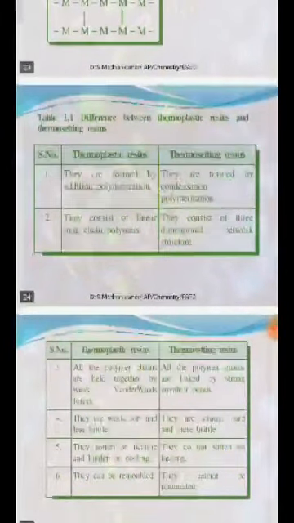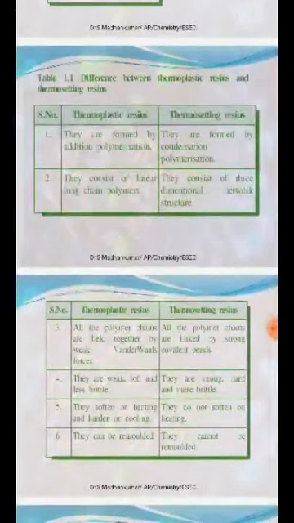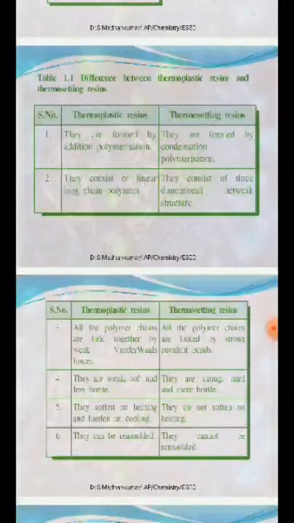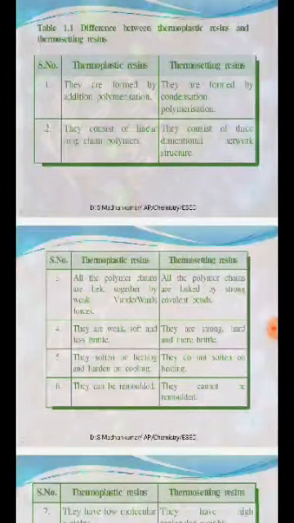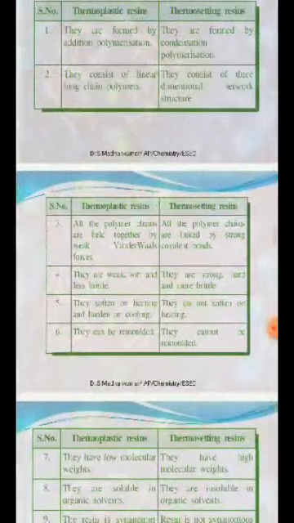Difference between thermoplastic resins and thermosetting resins. Thermoplastic resins are formed by addition polymerization. Thermosetting resins are formed by condensation polymerization. Second point, thermoplastic resins consist of linear long chain polymers. Thermosetting resins consist of a three-dimensional network structure. In thermoplastic resins, the polymer chains are held together by weak van der Waals forces. In thermosetting resins, all the polymer chains are linked by strong covalent bonds. Thermoplastics are weak, soft and less brittle. Thermosets are strong, hard and more brittle.